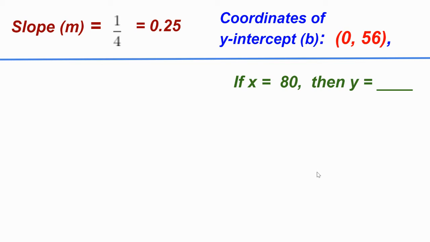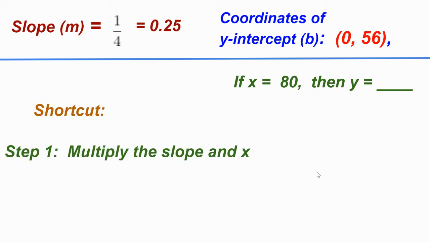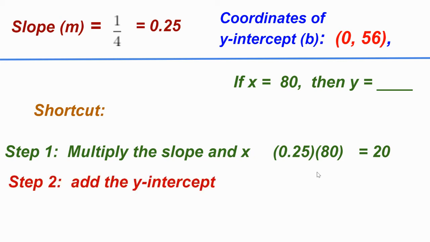Remember, I could just do 80 divided by 4. That's 1/4 of 80, or 80 times 0.25, right? Remember, what's the shortcut? Multiply the slope and the x. So what's the slope? 0.25, which is 1/4, times 80. There's my 20. Okay, one more step. What do I do? Add the y-intercept. Well, the y-intercept is 56. 20 plus 56 is 76, and that's my answer: when x is 80, y is 76.